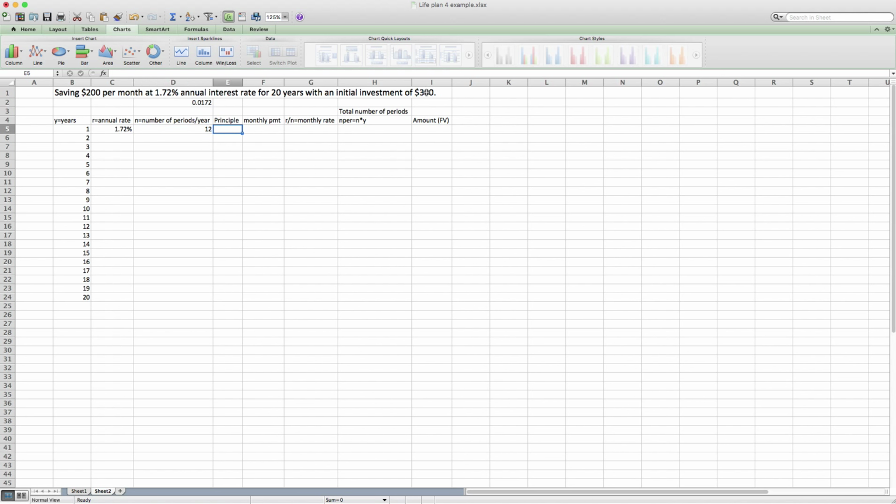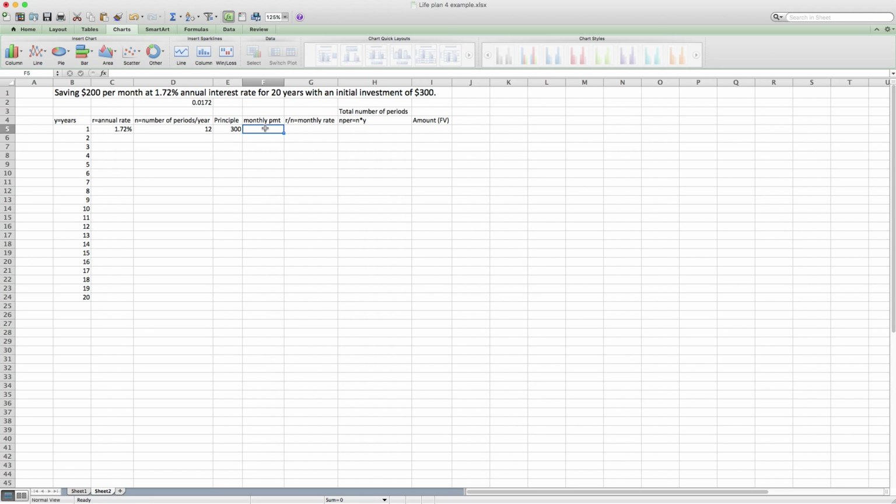Our principal, this is the initial amount that we put in. We're going to put in $300. Now, in the future value equation, we're actually going to make this negative. We could put the negative here, or I'm going to put the negative into the actual future value equation. Either way, it denotes that the money is leaving us. Even though it's still ours and it's in our own savings account, it's leaving us for the time being, and it's going into that account. So it's going to be a negative in this equation. That's just one way to look at it.